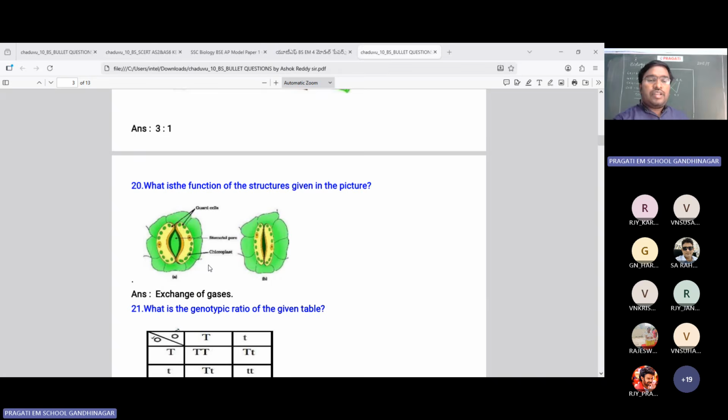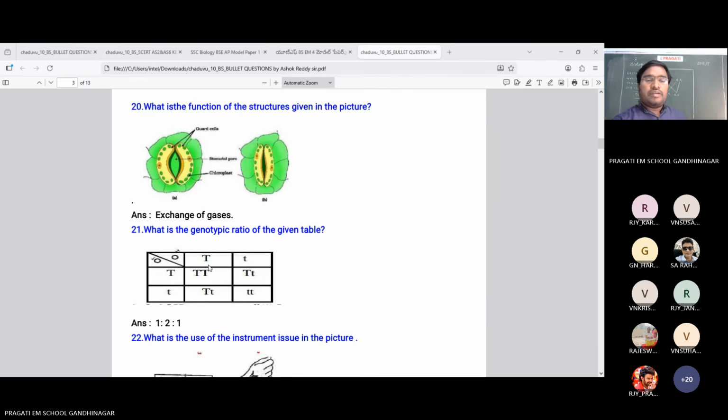Next, yesterday we observed the same question, but here the function is different. What is the function of the structure given in the picture? In yesterday's diagram, they asked about the part, stomata. But in this question, they asked what is the function of the structure given in the picture. What is the main function of stomata, children? The main function of stomata is exchange of gases. Okay, children, that is the main function of stomata.